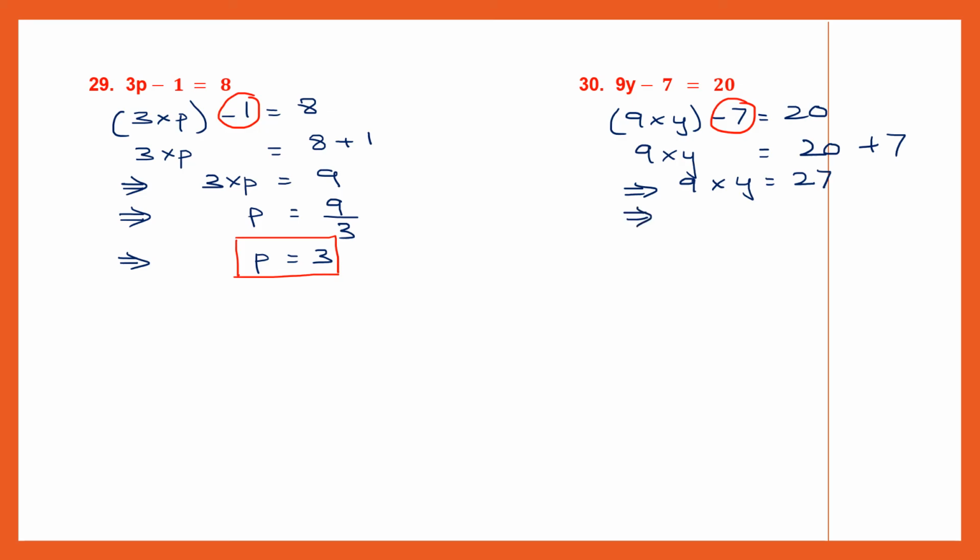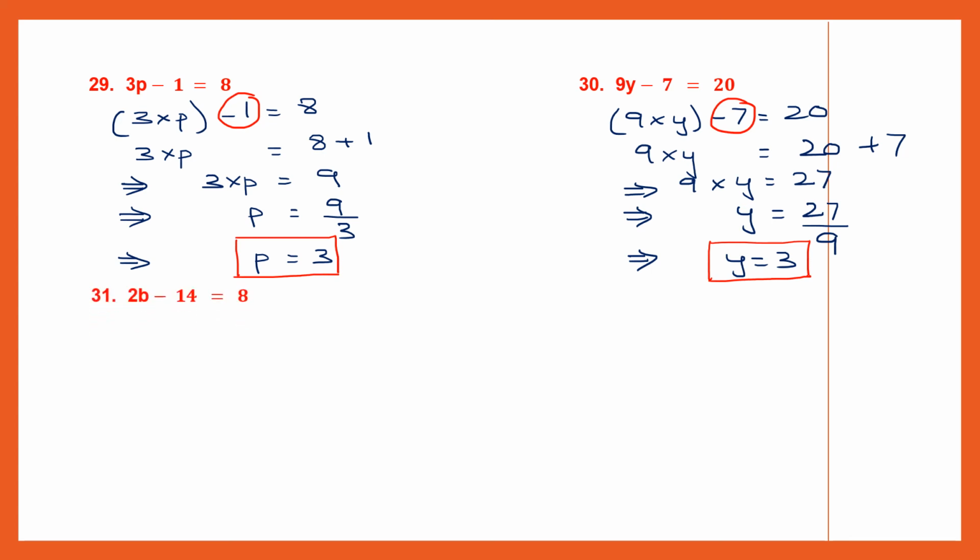So therefore, to find the value of y, we have to divide 27 by 9. Division, because here 9 is multiplication. So what is the value of y? 27 divided by 9. 9 threes are 27. So the value of y in this question is 3.